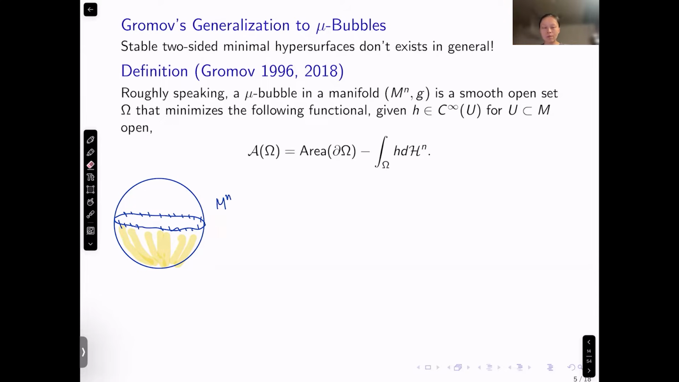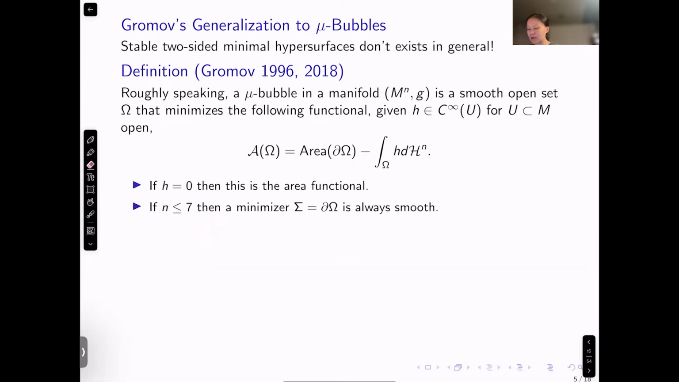Now, you probably already realized that if h is equal to 0, then this is just the area functional, so you would just get a minimizer to area. And if n is less than or equal to 7, then a minimizer, or a mu bubble, is actually always smooth. So in this talk, we will only talk about the smooth cases, so we will not worry about the singularity issue for mu bubbles.